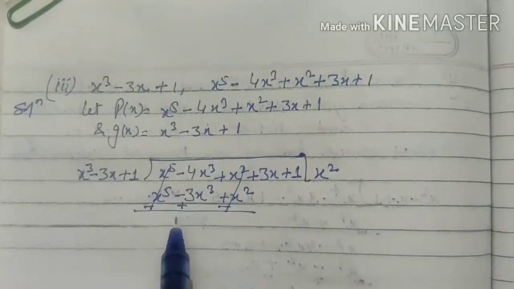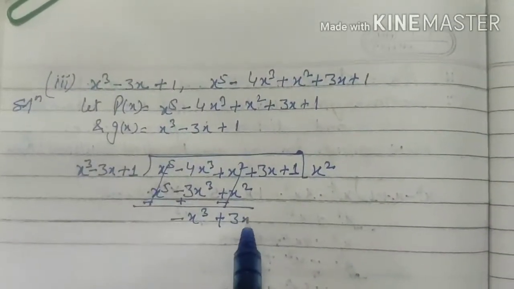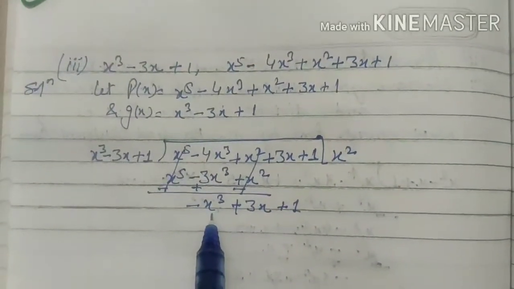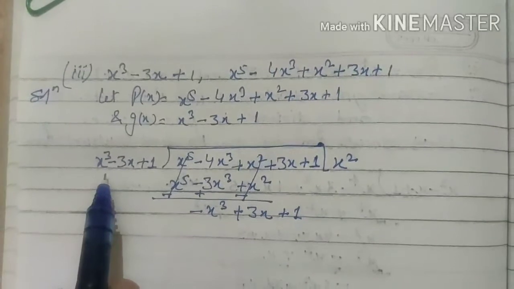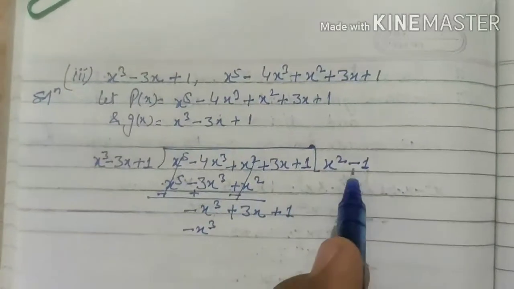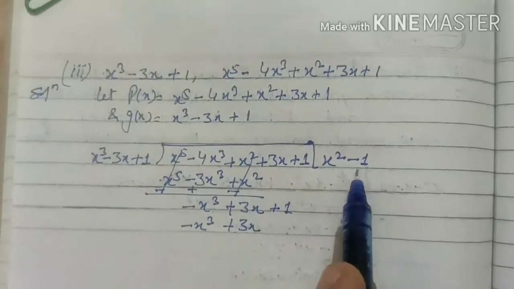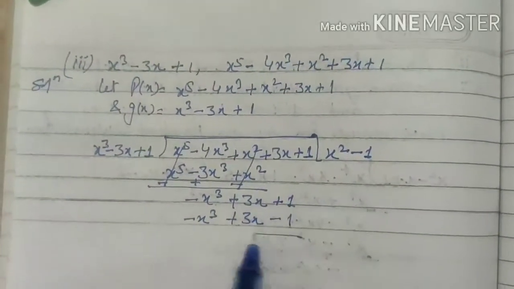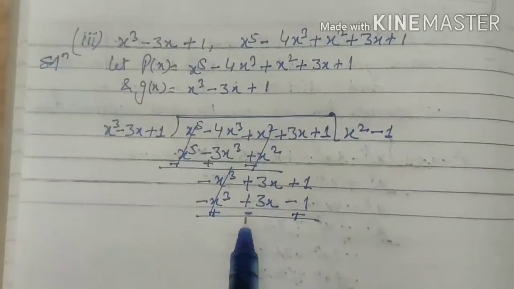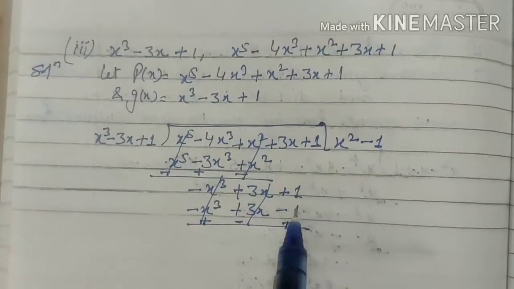So now minus 4 plus 3 becomes minus 1, so minus x cube, and here carry down these two terms plus 3x plus 1. So now divide the highest degree term of the new dividend, that is minus x cube, by the highest degree term of the divisor, that is x cube. So this will be minus 1. So this will be minus x cube, and this will be plus 3x, and this will be minus 1. So the sign will be changed. This term will be cancelled, and this term will be cancelled. Now plus 1 and plus 1 become 2.